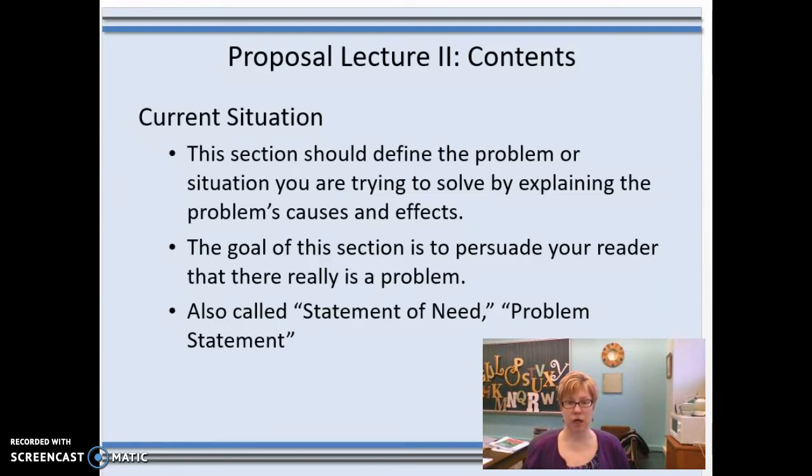Okay. Sometimes it's called statement of need or problem statement. I like current situation a little bit better because it's not always a problem that you're solving. Sometimes it's taking an existing system and simply updating it. The old system is just a little outdated, and you're losing money, but it's not like a problem like the world's going to end. You get the idea. You can use any of those headings that you want: current situation, statement of need, and problem statement. Those are all fine.